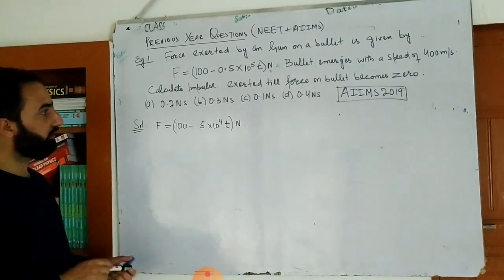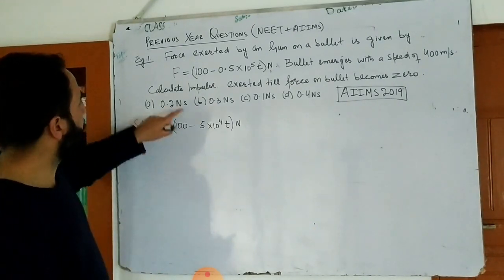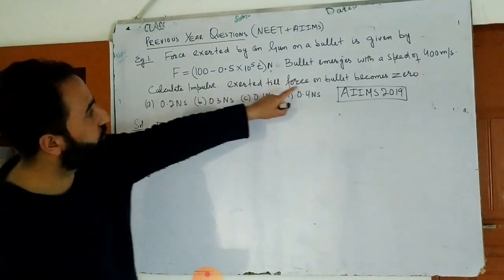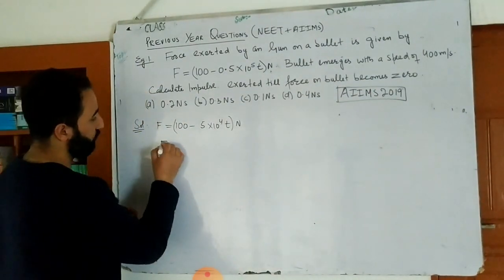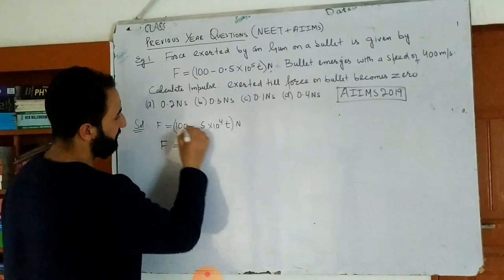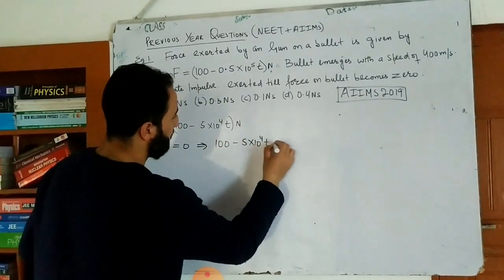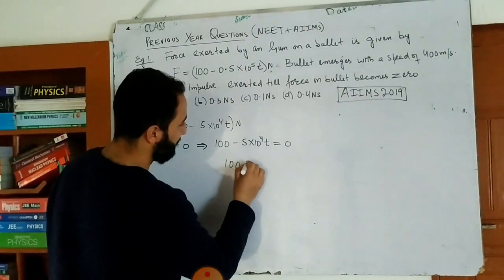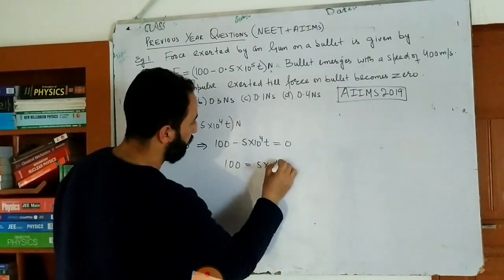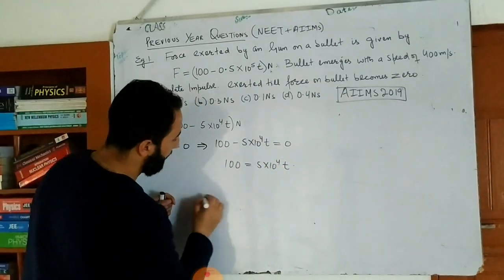Next, I will calculate the impulse exerted till the force on the bullet becomes equal to 0. We'll substitute that the force is equal to 0. Suppose that force is equal to 0. This implies that 100 minus 5 into 10 to the power 4 multiplied by t is equal to 0, which in turn implies that 100 is equal to 5 into 10 to the power 4 multiplied by t, isn't it? So this 100 is 10 to the power 2, and I can write it like this.